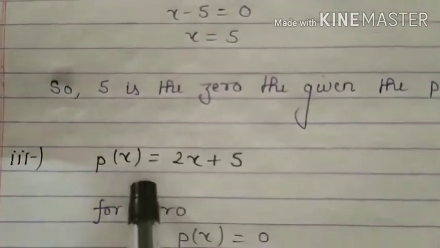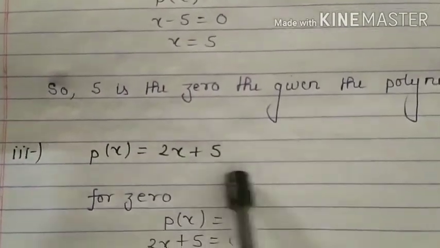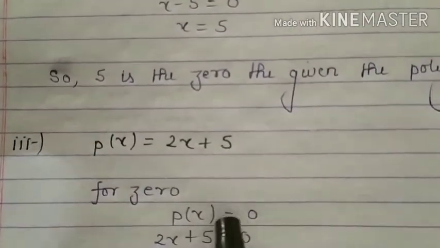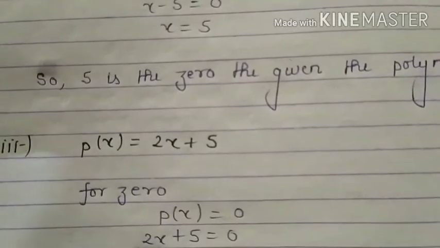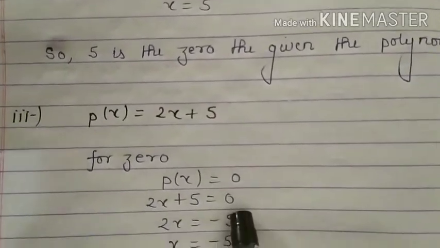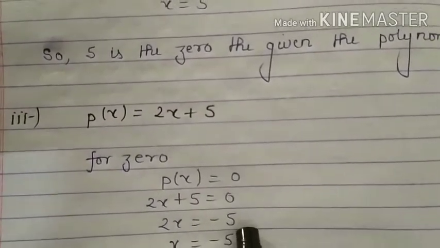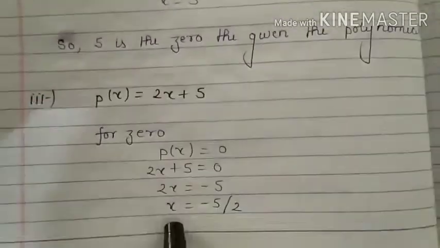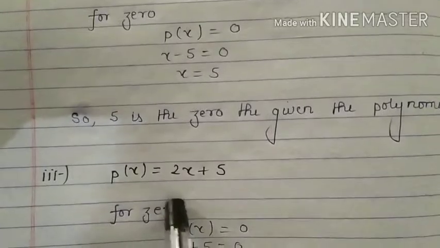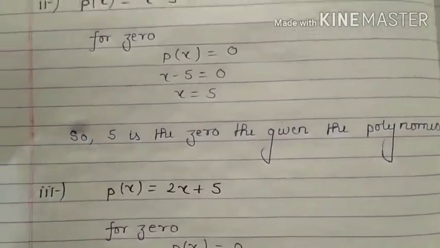Third, p(x) equals 2x plus 5. For zeros, p(x) equals 0. So 2x plus 5 equals 0, so 2x equals minus 5, x equals minus 5 by 2. So minus 5 by 2 is the zero of the given polynomial.